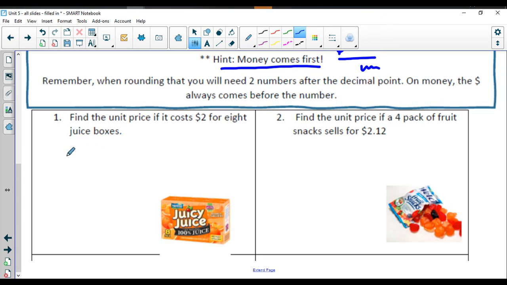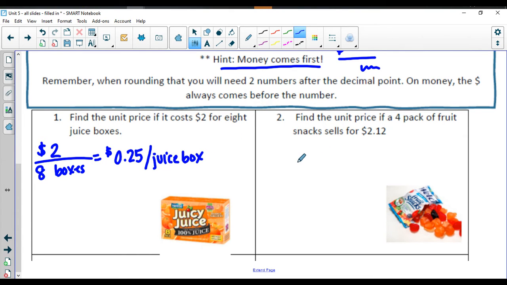So we're going to start off with this one. The unit price, if it costs $2 for 8 juice boxes. We're going to put $2 on the top, and that gets us 8 boxes. I'm just going to put boxes for juice boxes. So if we do 2 divided by 8, we get 0.25. So that rounding is nice. We need a dollar sign out in front of our number, so 25 cents per juice box.